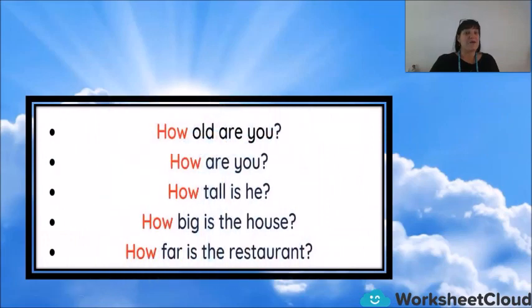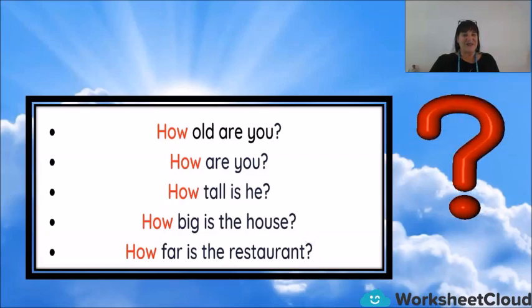So let's look at a few of the how questions. How old are you? I am 8 years old. How are you? Remember, you've got to think a little bit. I am fine, thank you. How tall is he? He is as tall as a door. How big is the house? The house is huge. And how far is the restaurant? The restaurant is quite far. We need to go by car. Remember, they all need a question mark.